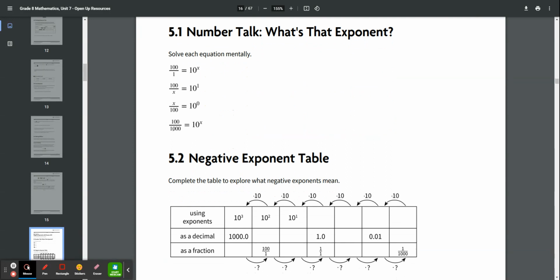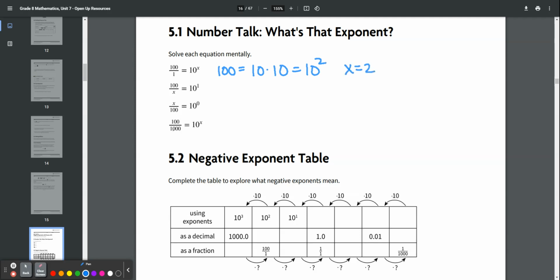So we're going to solve these each mentally, and I'll go ahead and write down the answers, but mental math is where we're going to work with this. So mentally, we have 100 divided by 1. I can just think about that as 100. And I know that 100 is equal to 10 to the what power? I know that 100 is equal to 10 times 10. So that's equal to 10 to the second power, which tells me that x must be equal to 2.